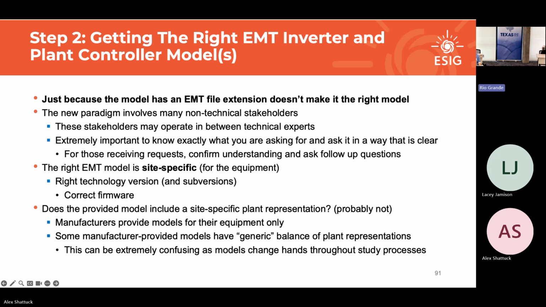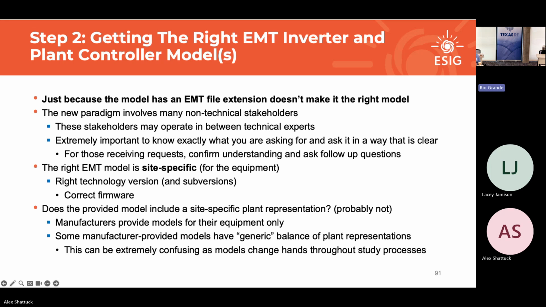So the first two steps were just getting an EMT model. This is getting the right EMT model and power plant controller model. So again, mentioned it before, but just because it's EMT domain doesn't mean it's good. People make errors in any tool, with any tool. There's a lot of non-technical stakeholders involved here. They're all operating between us nerds, right? And we use a lot of jargon in the industry that is different from their jargon in their industry and their stakeholder set. So very important to make sure you're asking the right questions for the right manufacturer, for the right equipment type. Otherwise, you very easily can ask the right question and get the wrong value that looks right, and then you're still wrong.